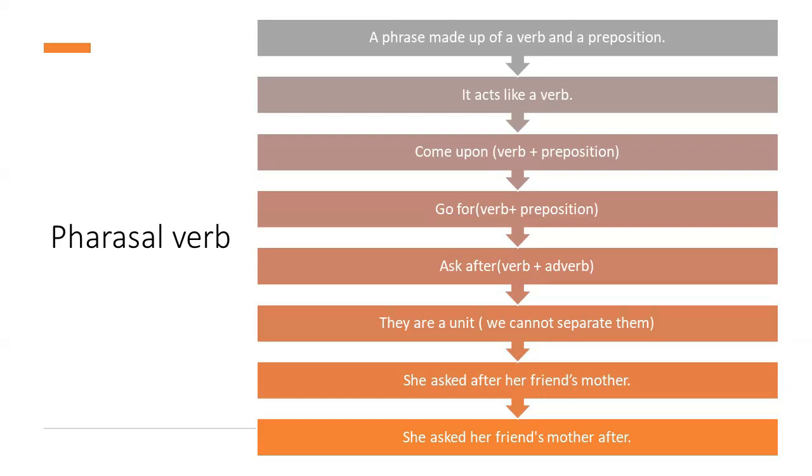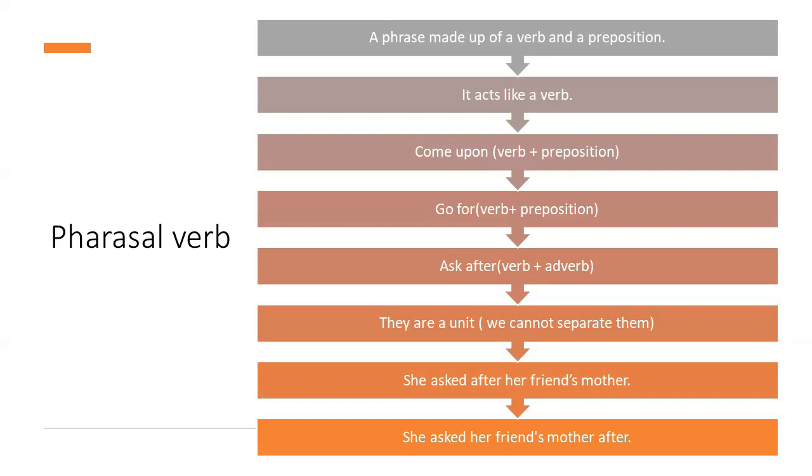Come upon is a phrasal verb. Come is the verb, upon is the preposition. Go for is a phrasal verb. Go is the verb, for is the preposition. Ask after is a phrasal verb. Ask is the verb and after is an adverb. These phrasal verbs are used as a unit.